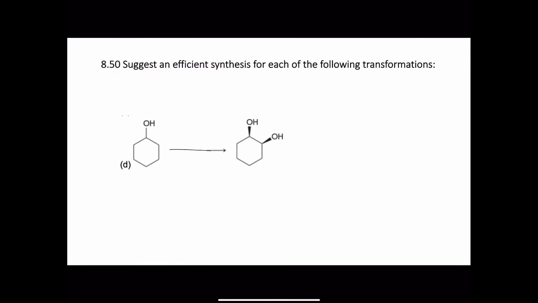In D, we have to make a cis diol. In the first step, I'm going to drive water off of cyclohexanol to make cyclohexene. So I'm going to treat that with concentrated sulfuric acid and heat it up, and I'm going to end up with cyclohexene like that. And in order to produce a cis diol, I'm going to treat this with osmium tetroxide and NMO.